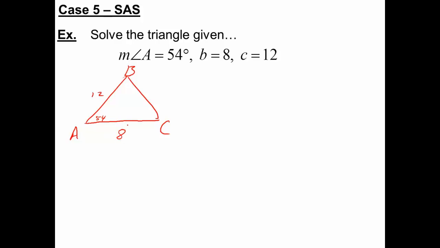Now when we have the side, angle, side, we're always going to start by finding that missing side, because once we find that missing side, then this triangle is essentially going to look like a side-side-side triangle, and we can solve just like we did that one. Now to solve for that missing side, we're going to go back to that law of cosines. We're going to set it up to help us find side A. So we'll write it like this.